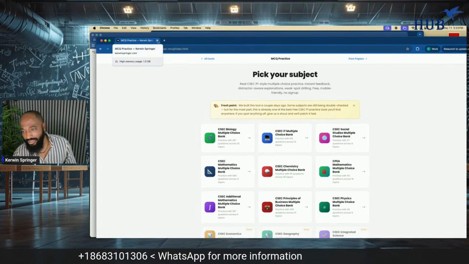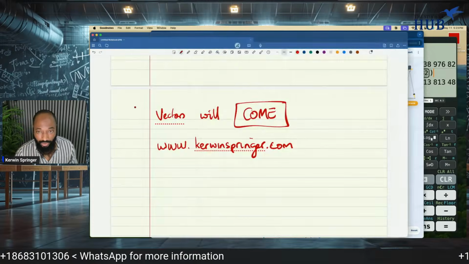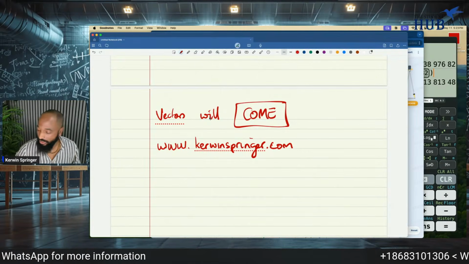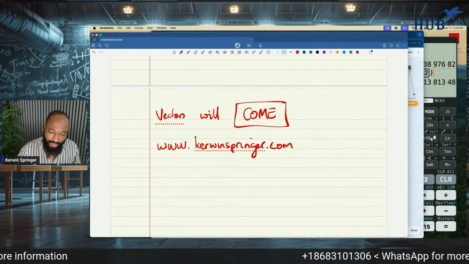Right now, maths is tomorrow, so that's what we're getting ready for. Vectors will come, and don't overthink vectors.